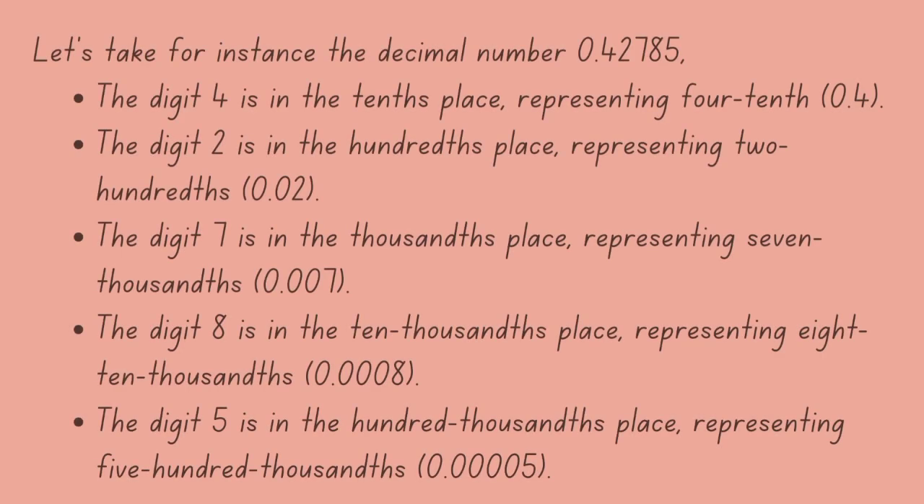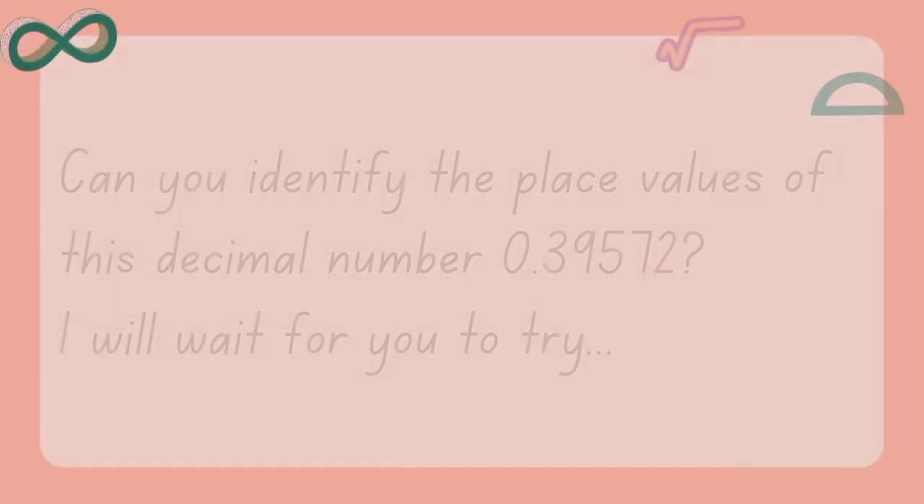Let's take for instance the decimal number 0.42785. The digit 4 is in the tenth place representing 4 tenths, 0.4. The digit 2 is in the hundredth place representing 2 hundredths, 0.02. The digit 7 is in the thousandth place representing 7 thousandths, 0.007. The digit 8 is in the ten-thousandth place representing 8 ten-thousandths, 0.0008. The digit 5 is in the hundred-thousandth place representing 5 hundred-thousandths, 0.00005.